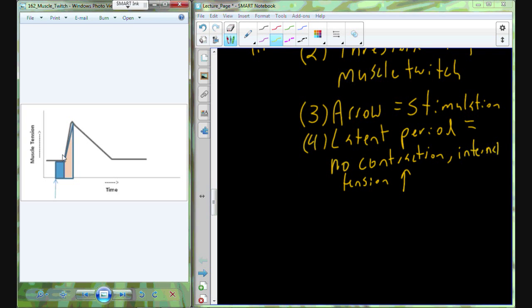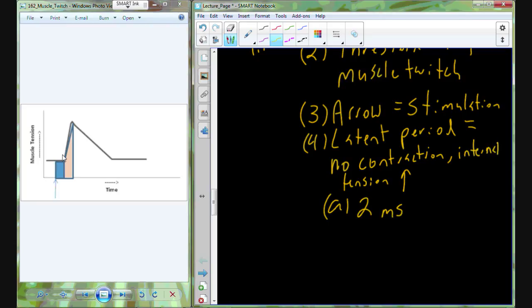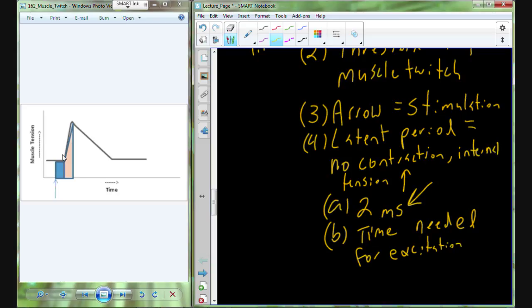So you have this small window of time where tension has to build up before any sort of force can actually be generated. Okay? And we just simply call that the latent period. It lasts in a muscle typically about 2 milliseconds. And really what this 2 milliseconds is, anyone have any idea what that 2 milliseconds would be? I've already said it several times. That 2 milliseconds is going to be the time that is required or needed for excitation-contraction coupling.